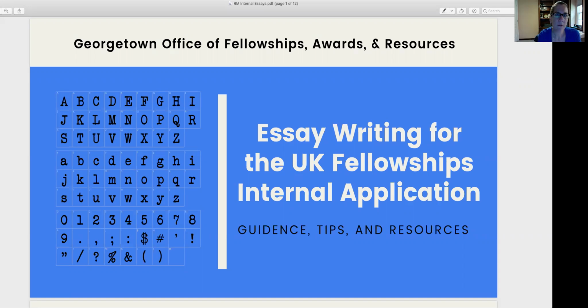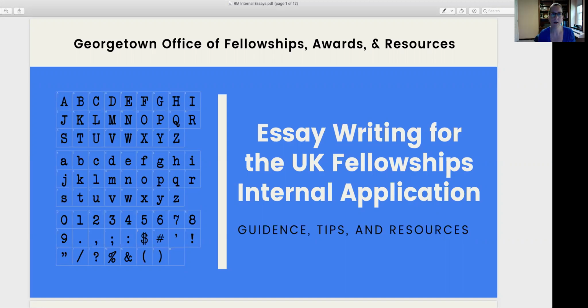We're going to go through a few slides here that are really geared for those of you that are looking at, within the next couple of weeks, putting together and submitting your internal application for the Rhodes and for the Marshall scholarships. And in that internal application, there are two short answer questions. One's 350 words, one's 800 words.